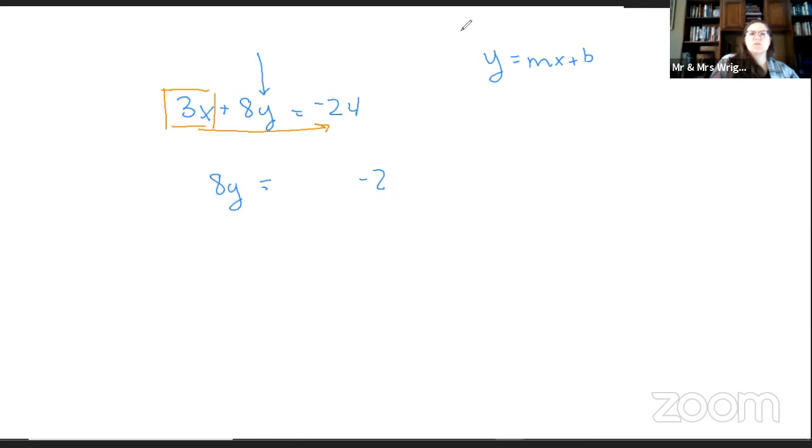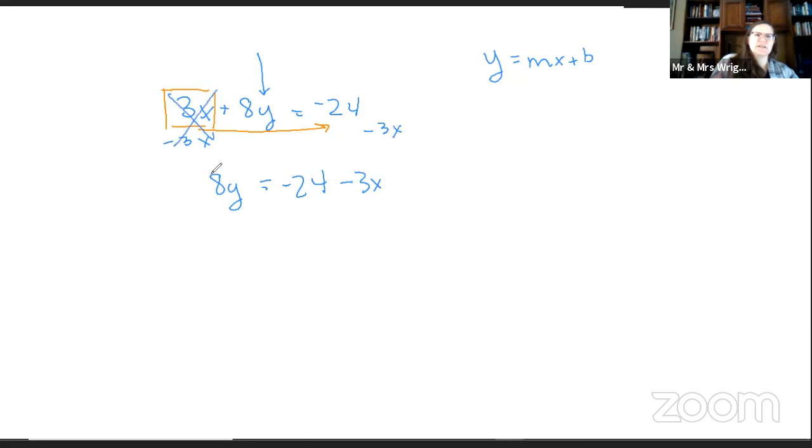Actually, let's see what happens if we don't have it first. Let's do it that way, negative 24. And then I've got my 3x. Well, if it's changing sides, I need to change its sign. So 8y = -24 - 3x. The way most people are used to doing it, the common way, is, well, I need to subtract it from both sides. Minus 3x, minus 3x.